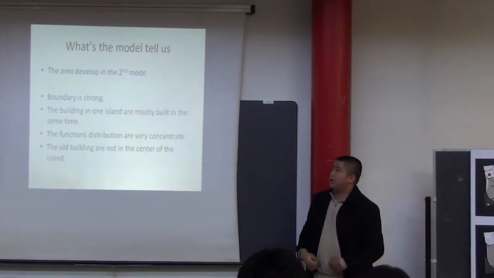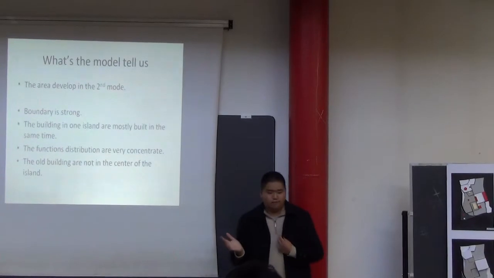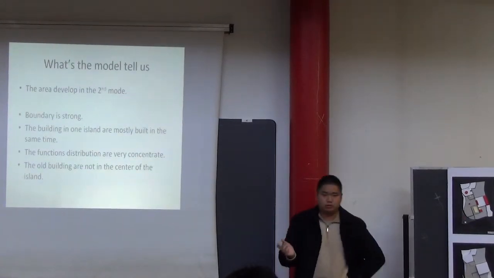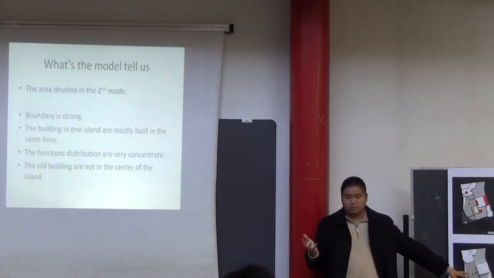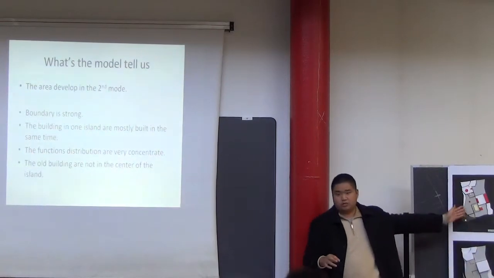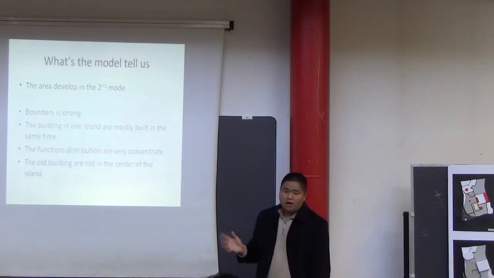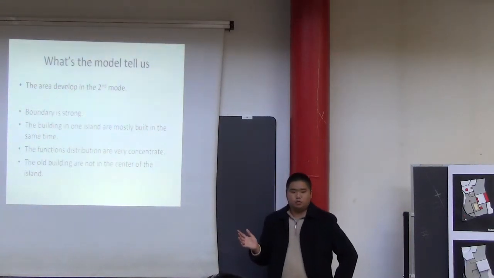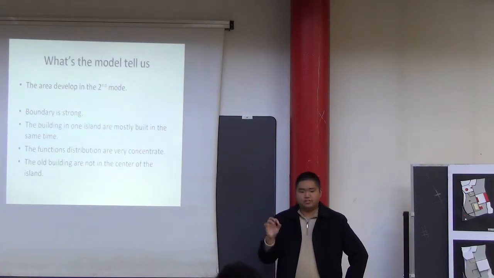So what the model tells us is that the area is developed in the second mode because, as I have already introduced, in the second mode the boundary is very strong and the buildings in one island are almost built at one time, and we can get the conclusion from this comparison. And why should we study this? Because if we want to design a site, it will have an influence in the future.